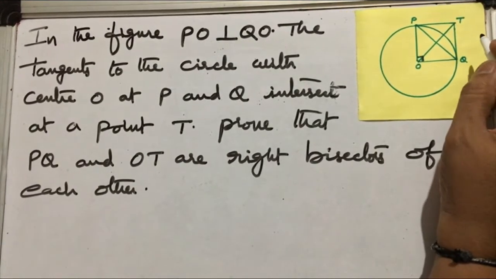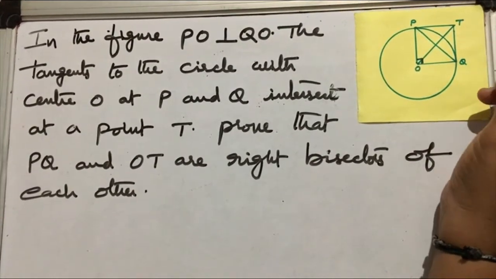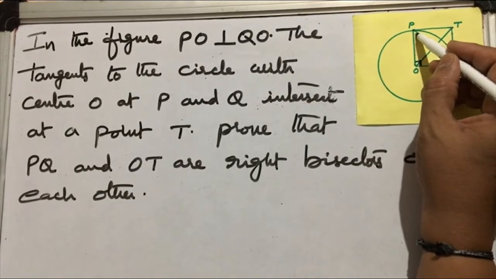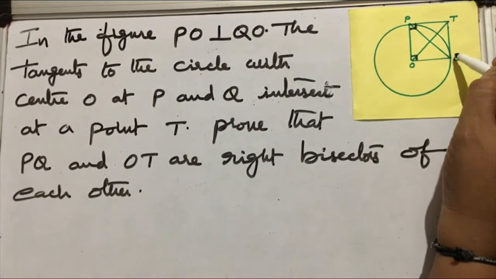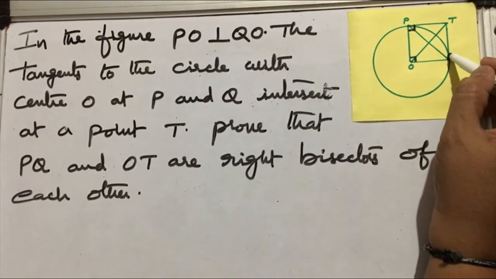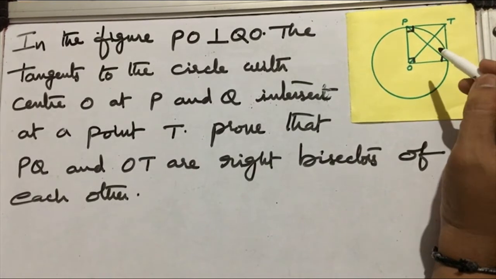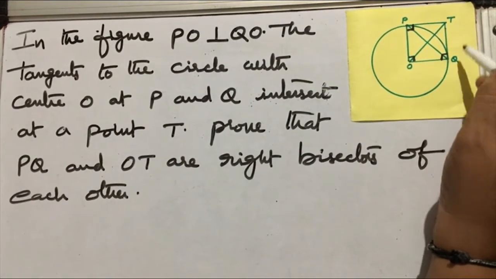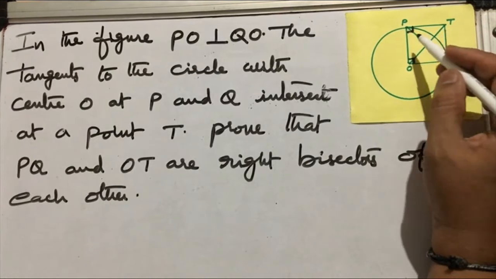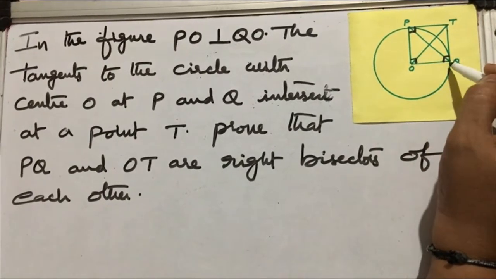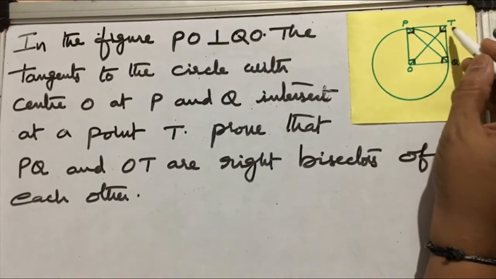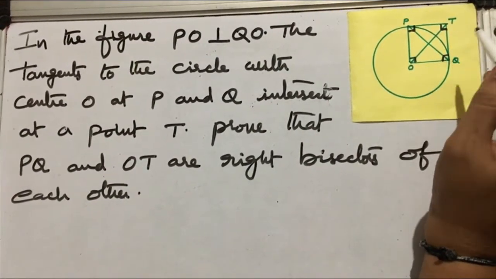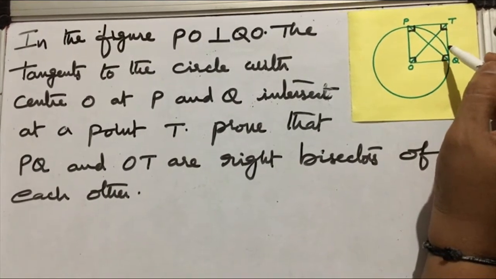So when you look at the figure, it is very clear that by theorem 10.1, which is nothing but the radius is perpendicular to the tangent, you can say that OP is perpendicular to PT. And here also OQ is the radius and QT is the tangent, so this is also perpendicular. As it is very clear that OQTP is a quadrilateral, if three angles are right angles, the fourth angle obviously is a right angle. If all 4 angles are right angles, we can say that it is either a rectangle or a square.